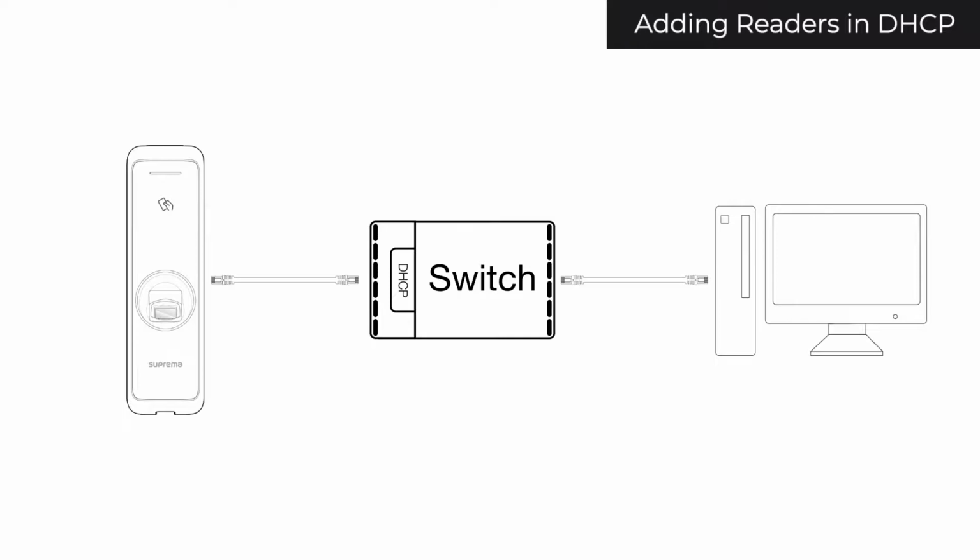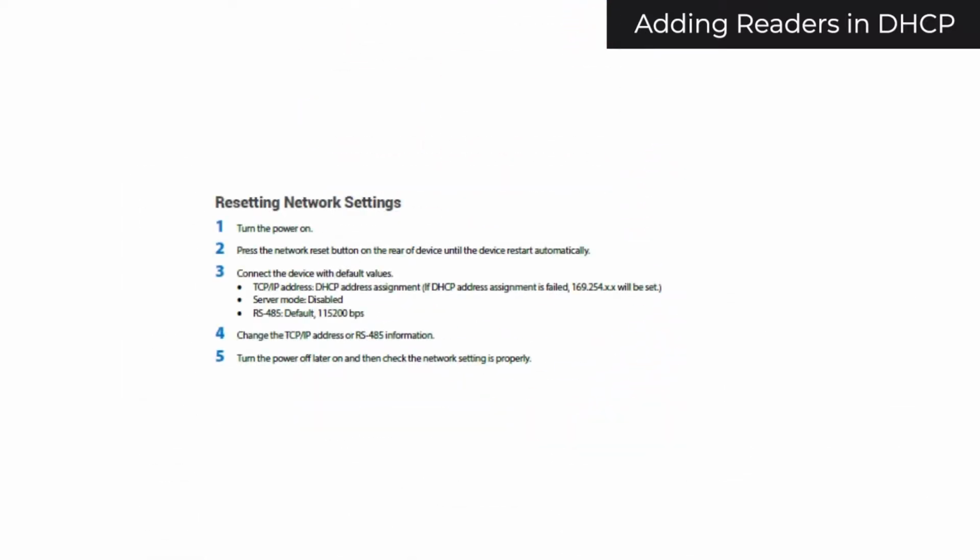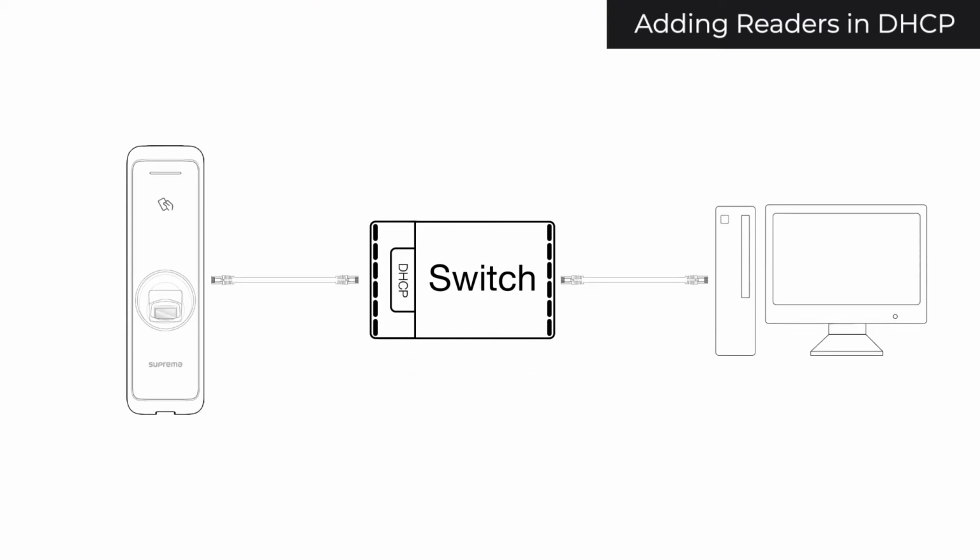Instructions on how to manually reset your device can be found in this installation guide under the Resetting Network Settings section. After you've reset your device, it will go into DHCP mode. If your device is configured for DHCP, you will be able to add your device in BioStar since it will automatically get an IP in your server's network. However, if your switch is not configured for DHCP, you will have to add your device statically.